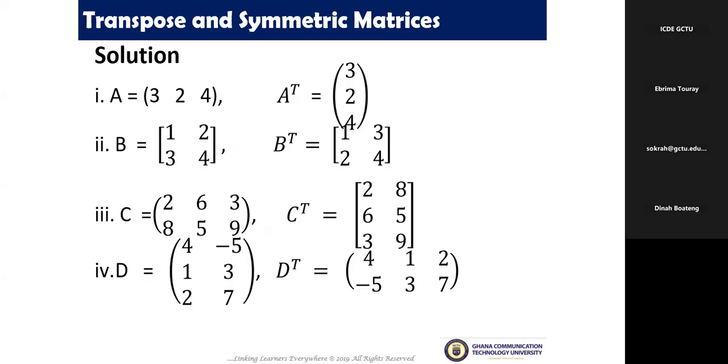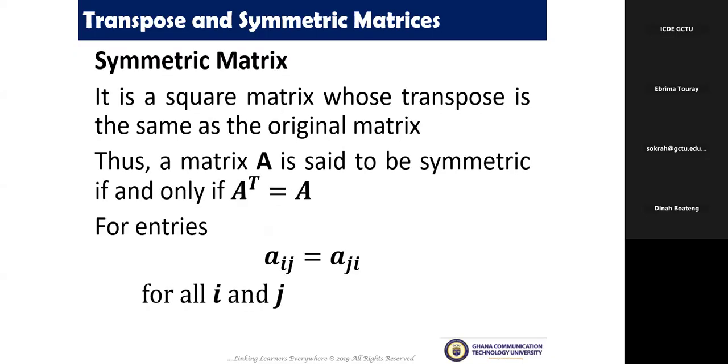So that is what we mean by transposition. Then we also have what we call the symmetric matrix. When do we say a matrix is symmetric? For you to be able to identify a symmetric matrix, you must be able to give the transpose of that matrix. So if I ask you to determine whether a given matrix is symmetric or not, all that I'm asking you to do is to find the transpose of that matrix.